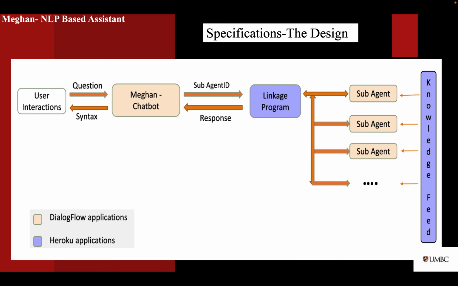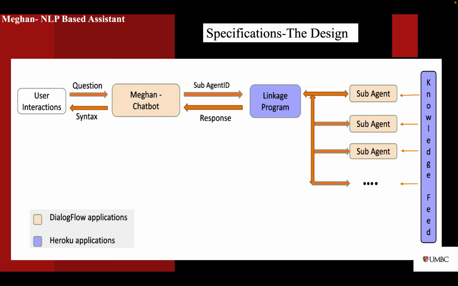This linkage program makes an API call to the sub-agent with the ID provided by Meghan and receives the response to the question asked in the first place. This ends the flow of the question. But from where does this chatbot learn the questions and their answers? We can train this agent either manually or by providing a document that has the FAQs.